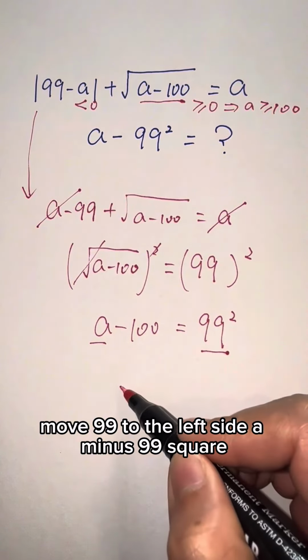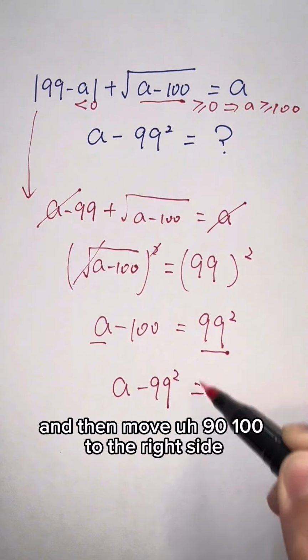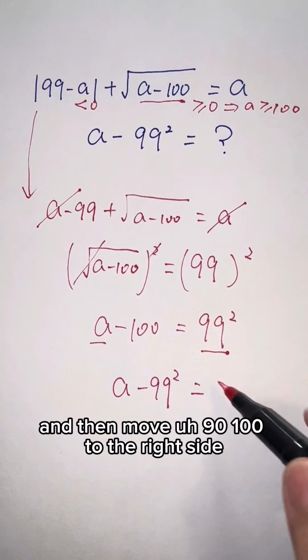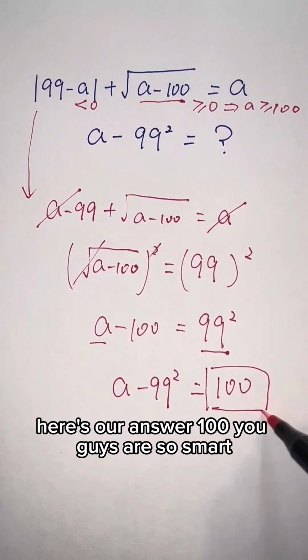Move 99 to the left side. A minus 99 squared. And then move negative 100 to the right side. Here's our answer, 100.